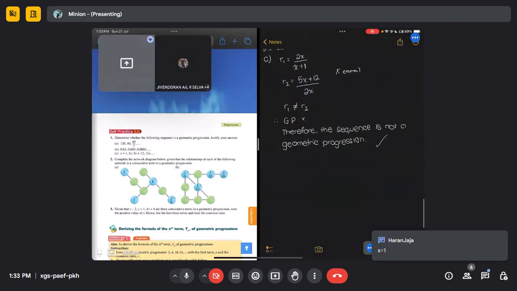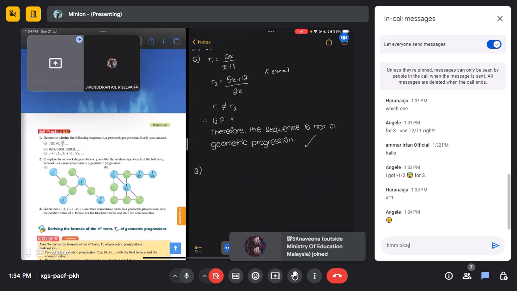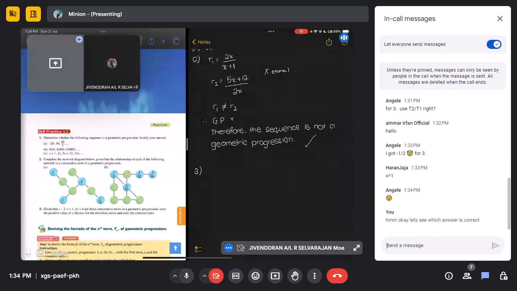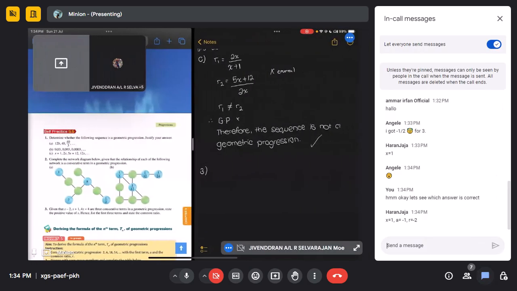So for question 5.5, question 3, given that x minus 2, x plus 1, 4x plus 4 are three consecutive terms in a geometric progression, state the positive value of x. So they want the positive value of x. Hence, list the first three terms. So there are three things you have to know here. They want the positive value of x, the first three terms, and also the common ratio. Right? So this is how we do it.